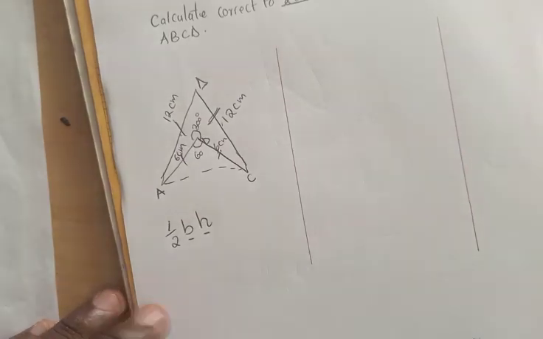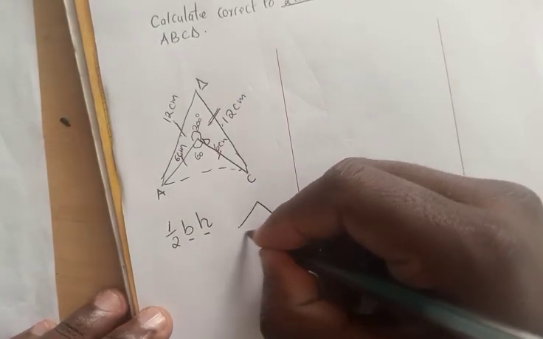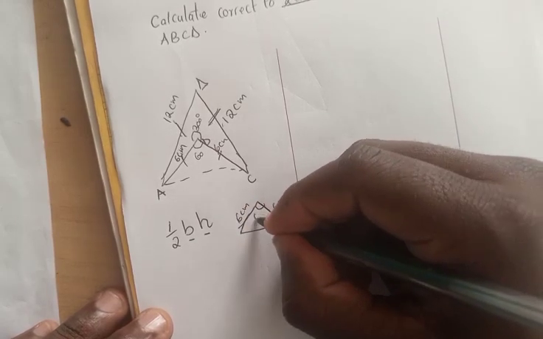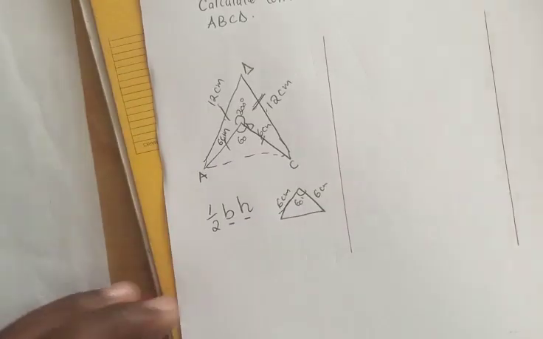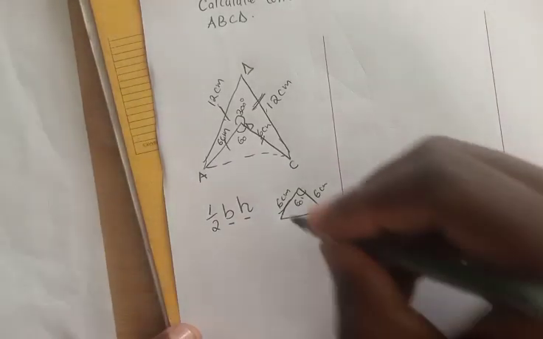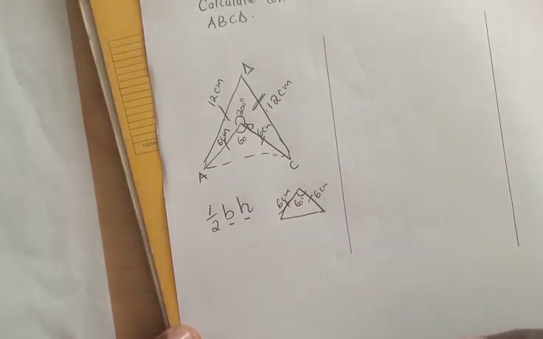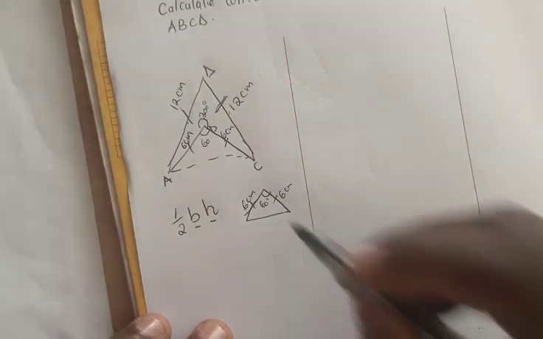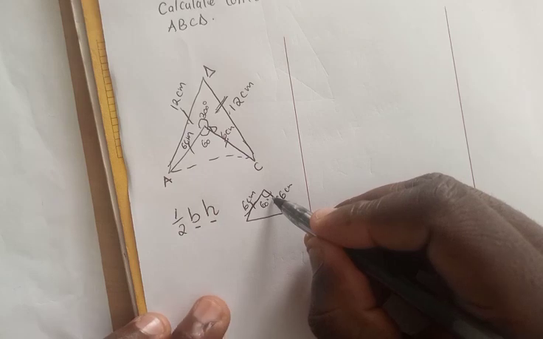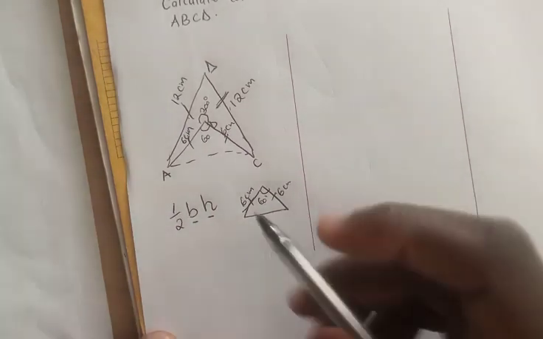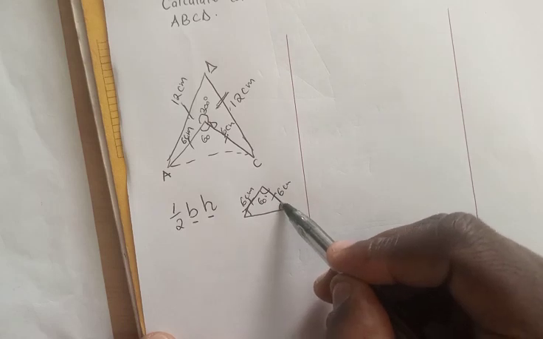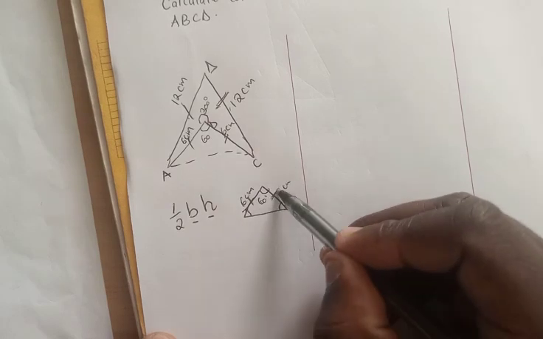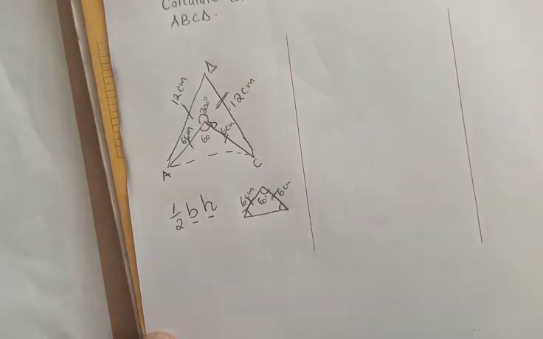Let's extract the small triangle from the quadrilateral, which is 6 centimeters, 6 centimeters, and this angle is 60 degrees. Already you can see that this triangle has changed from isosceles to equilateral triangle. Ask me why. The reason is, if this angle is 60 degrees, it means that also this angle will be 60 degrees and also this one will be 60 degrees. Why is it 60? If this line is 6 centimeters and also this one is 6 centimeters.